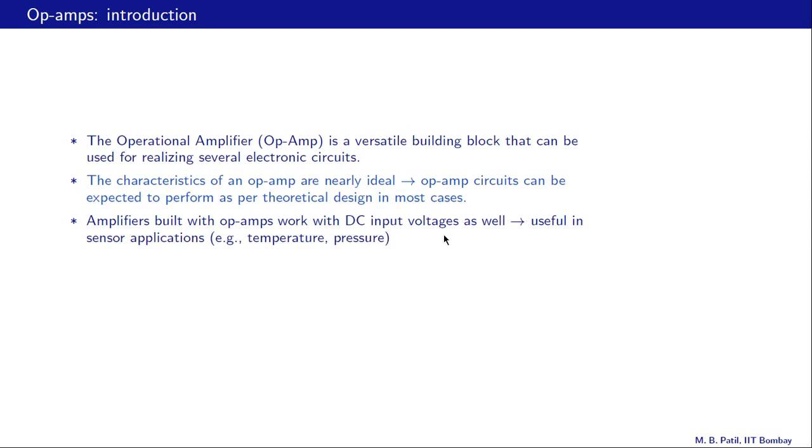And this makes them very useful in sensor applications. For example, you want to measure a temperature or a pressure. So there is a voltage which is proportional to the temperature, for example, that you want to measure. And that could well be a DC quantity or a very, very slowly varying quantity, because temperatures don't normally vary very rapidly. So this feature of op-amps is surely very useful.